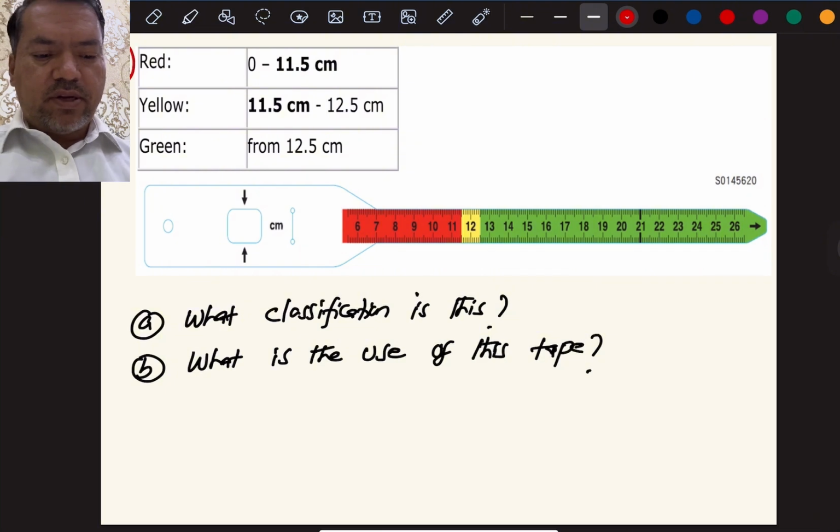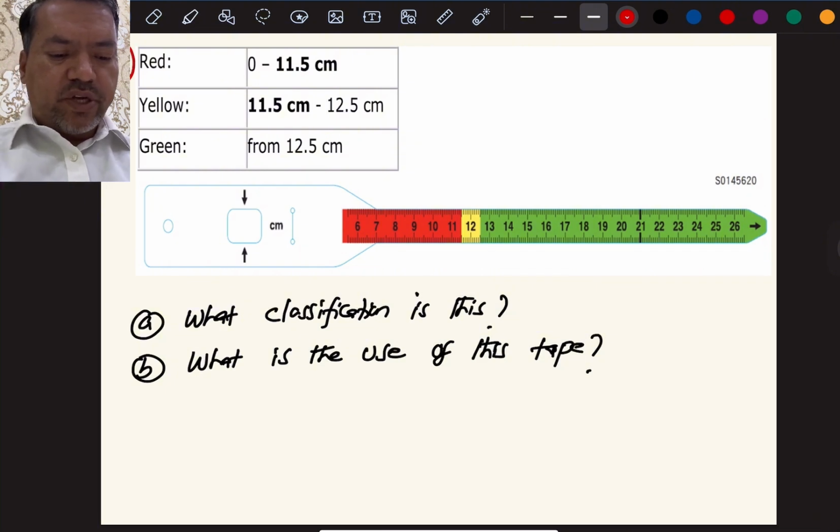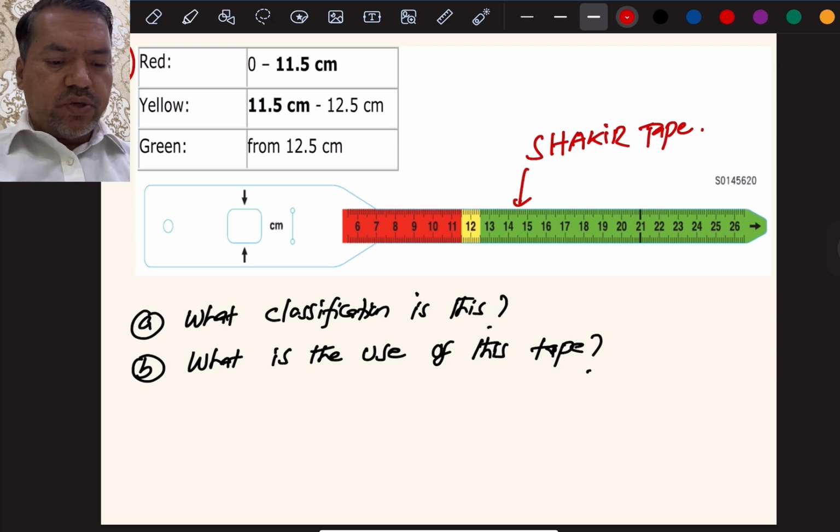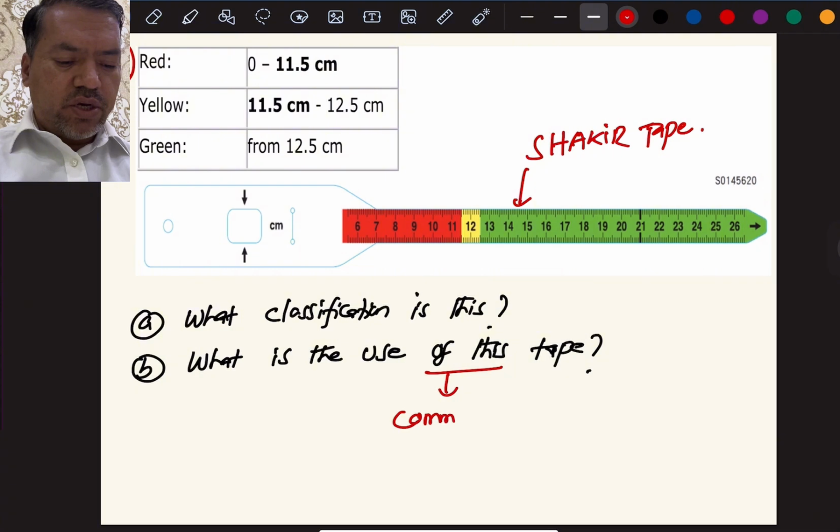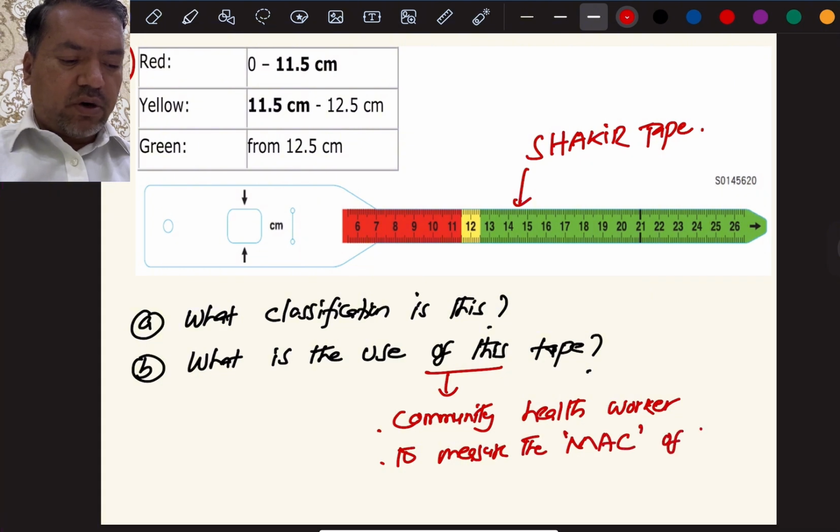See here, number 7. What classification is this, and what is the use of this tape which is shown in the picture? Now first I'll start with the name of this tape. This is called Shakir tape, and this Shakir tape is used by the community health worker to measure the mid-arm circumference of a 1 to 5 year old child.